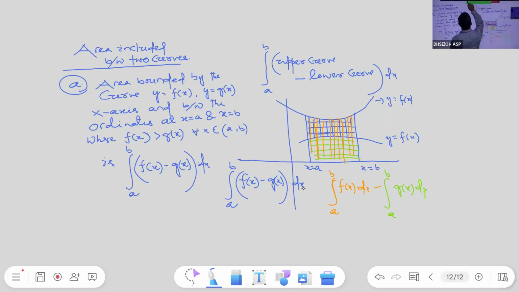Is it clear? Vishnu, Chinmay, Rajlakshmi. Okay.